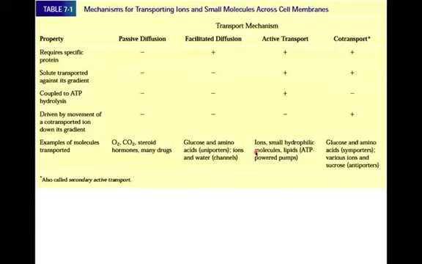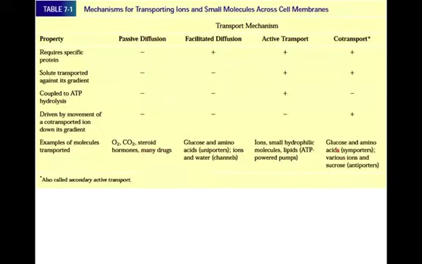So this table actually summarizes the mechanisms of transporting ions and small molecules across the cell membrane. You can see it describes what the transport mechanism is, if it requires a specific protein, if the solute or molecule is transported against its concentration gradient, and if it's coupled to ATP hydrolysis. You can see only active transport is coupled to ATP hydrolysis. Otherwise it's driven by movement of a co-transported ion down its gradient, and there are examples for each type and which type of molecules.